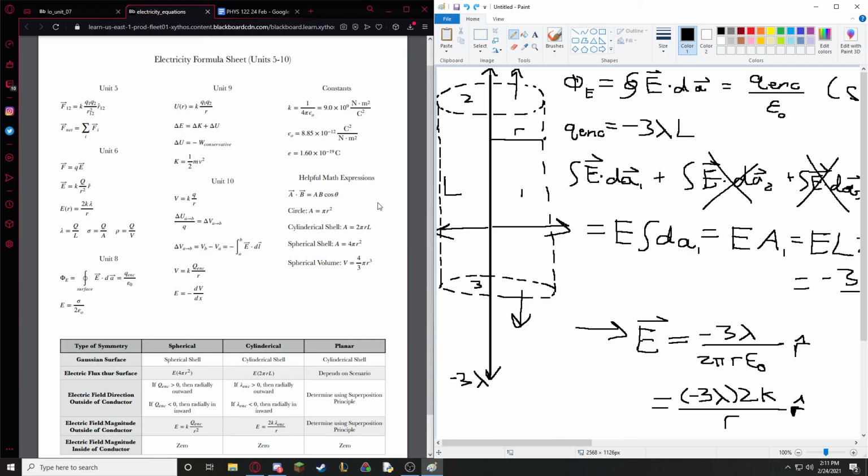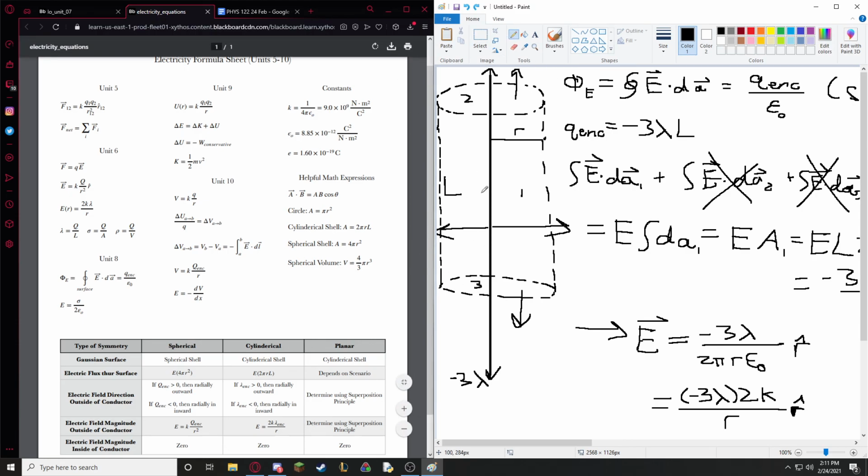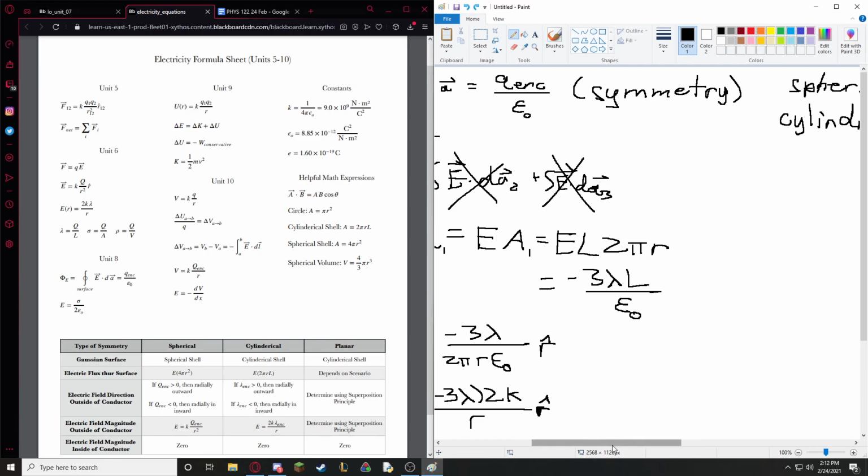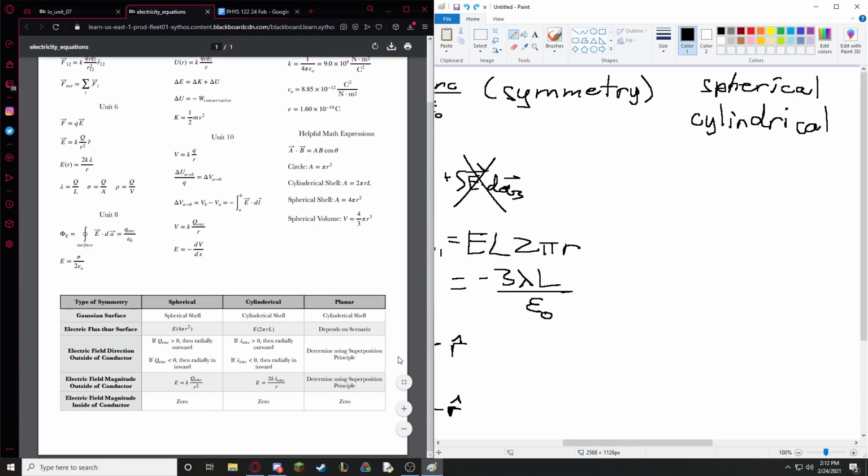Yeah, exactly. The surface area of an actual three-dimensional cylinder would be 2 pi r L plus 2 pi r squared, because of 2 times the areas of our circles, which is pi r squared. In this case, he's only giving you the 2 pi r L because you don't have to worry about those end caps. Nice and easy simplifying. So we have our three types of symmetry: spherical, cylindrical, and planar.